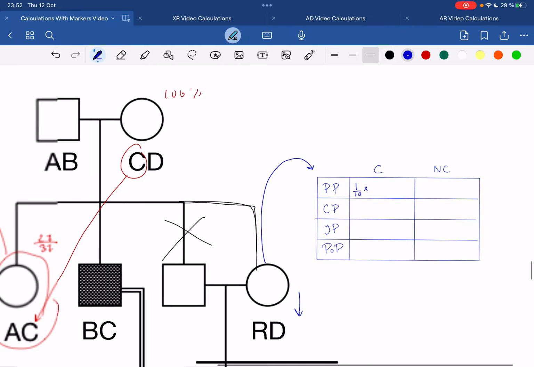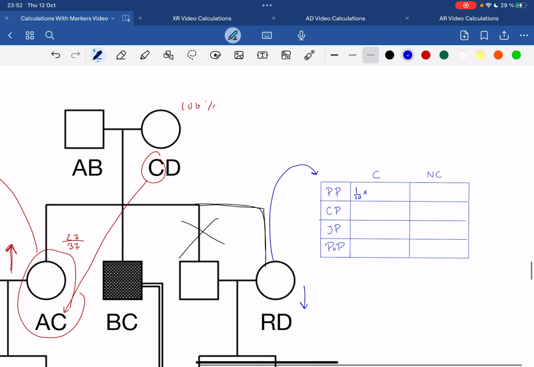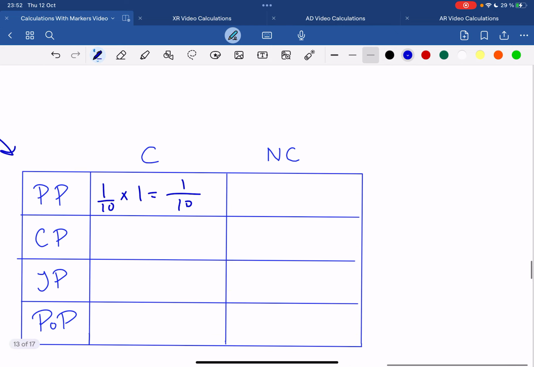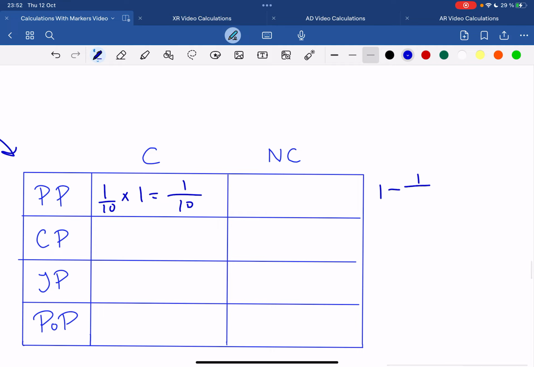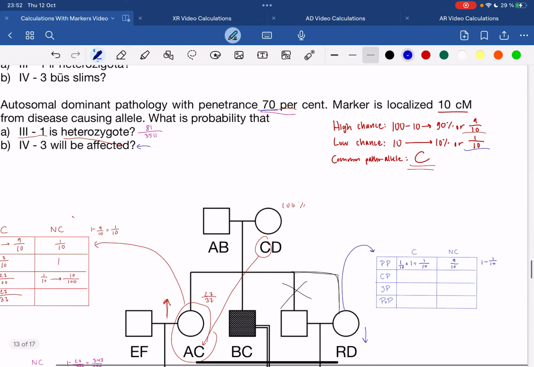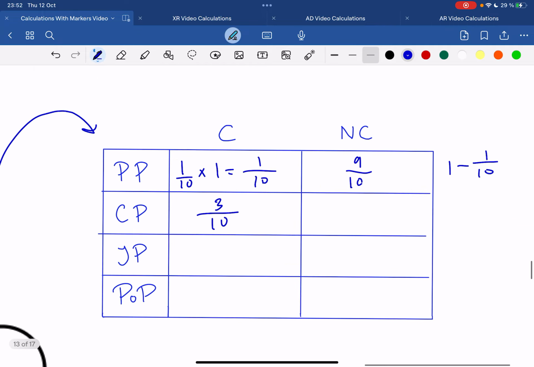And we multiply that. Why? Because here that's the low one. Multiply that by the mother's chance to be a carrier, which is 1/10. Non-carrier, it's just 1 minus 1/10. That is 9/10. Conditional probability is the same as always. It's the rest of the penetrance. So that's 3 over 10, or 30%.